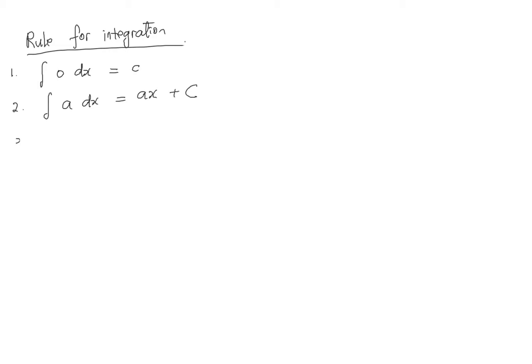Third, if you integrate a power term, and remember, n cannot be what? -1. So there's a constraint. Now you do the reverse: power plus 1. Instead of multiply, now you divide. This is to integrate the power term.